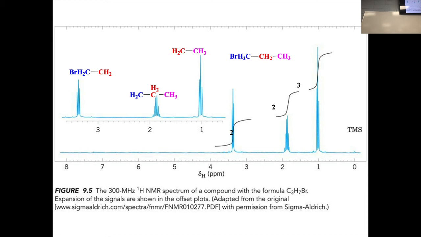Three unique environments, they're colored differently. This is going to be a triplet. It's going to be the furthest downfield because the carbon has the bromine. We know that's going to pull it downfield. This is going to be the furthest upfield because it's the furthest away from the bromine, which is what you were arguing, right? And the one in the middle is going to appear halfway in between because it's not directly attached to the bromine, but it's closer than the CH3. And it's got the five neighbors, so it's going to be six peaks. So this little, simple, tiny molecule gives rise to this relatively complex proton NMR spectrum. So let's look at some other examples in the time that we have remaining.